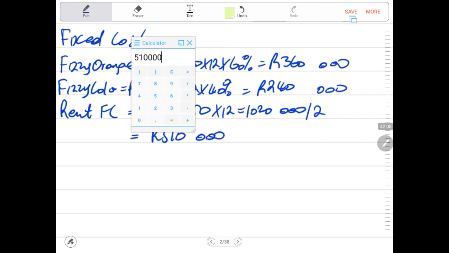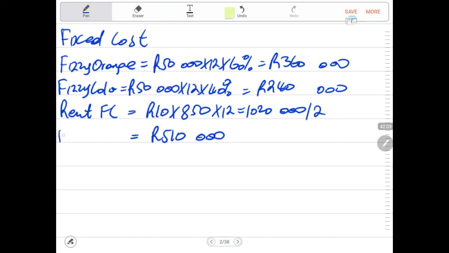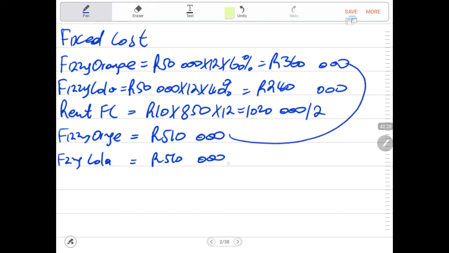510,000 rands. And the 510,000 rands is for Fizzy Orange, because they said it is allocated equally. Another one will be Fizzy Cola, that will be 510,000 rands. So this will be added to the other fixed cost for Fizzy Orange, added to the other fixed cost for the Fizzy Cola. Because they are dividing it to each product type, that means we will likely be calculating break-even point for one of the product types, not for both of them.